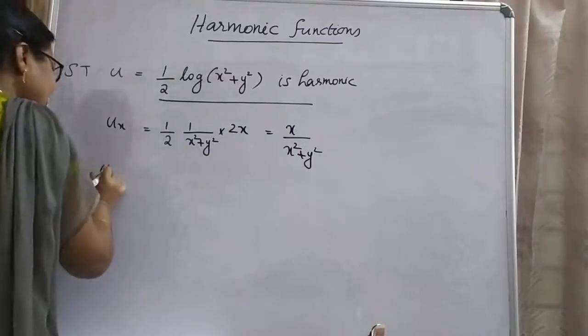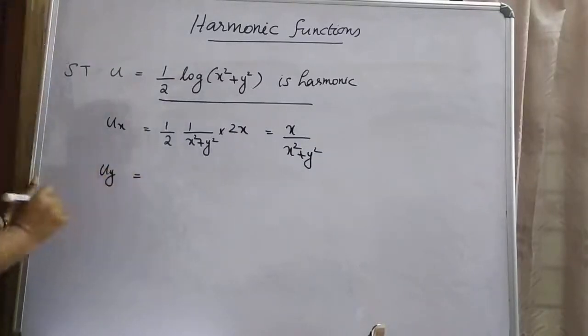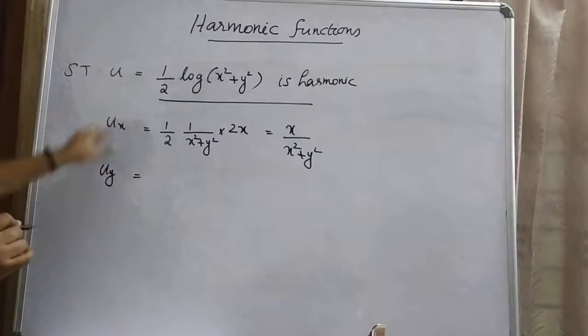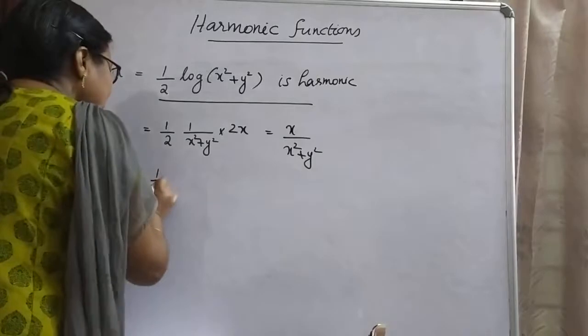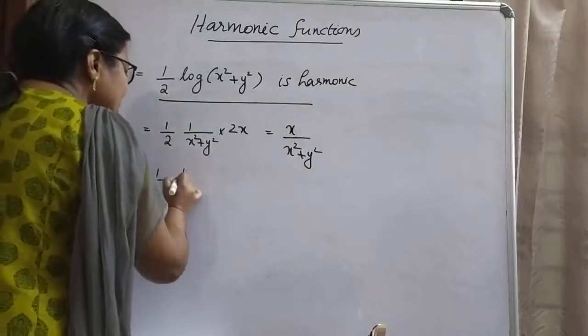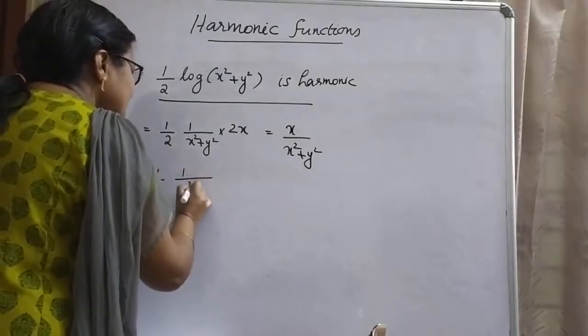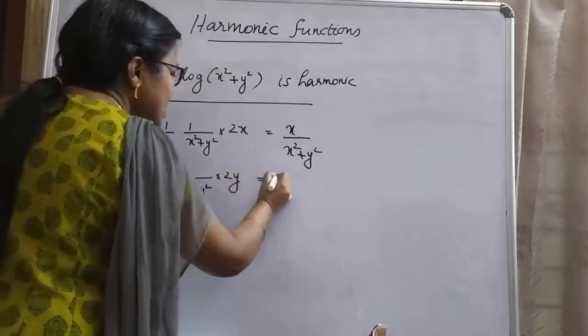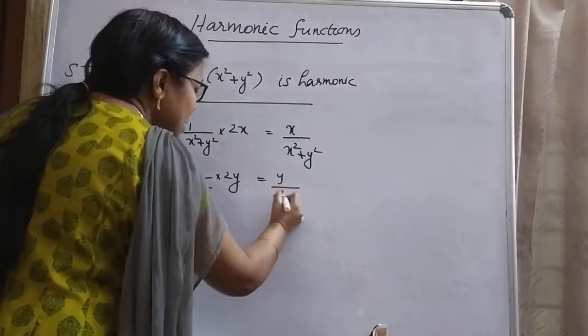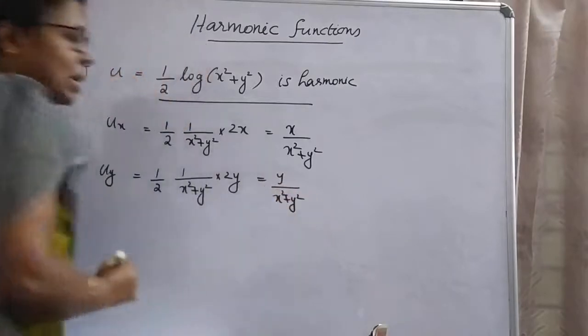Then uy is the partial derivative of u with respect to y, which is ∂u/∂y, which is equal to 1 by 2. For log it will be 1 by x square plus y square into 2y, which is equal to y by x square plus y square.